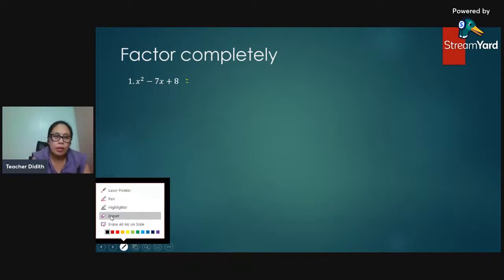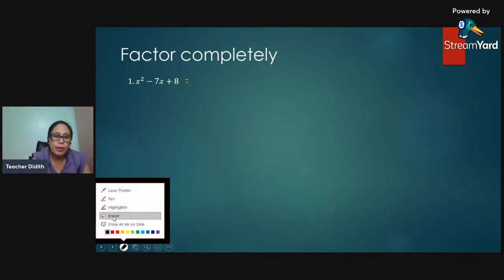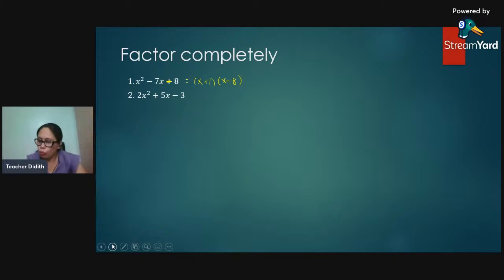Okay. Wait. Here, minus. So this is x plus 1, x minus 8. Okay? Because the product of the factors for negative 8 is 1 positive and 1 negative, no? So, positive 1 and negative 8. Okay, sorry for this one. Sorry for making you confused on number 1. How about for number 2?